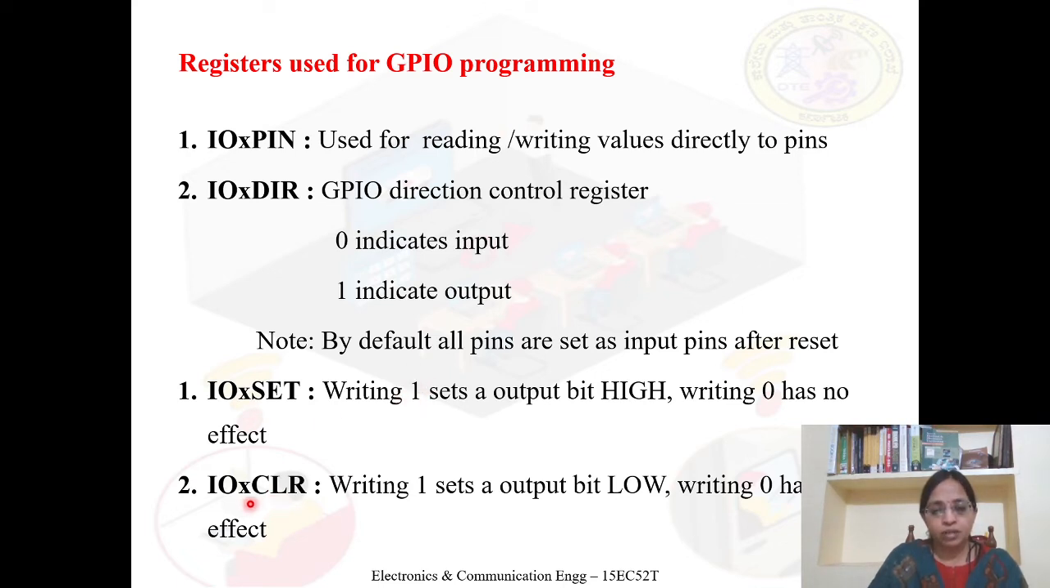Similarly, if we want to make any bit low, we have to use the IO clear register and we have to write 1 into that particular bit.